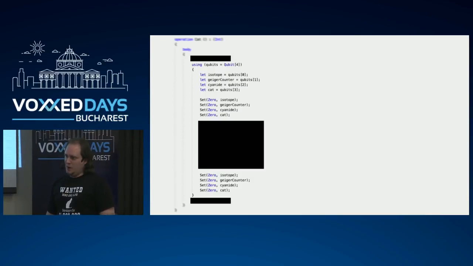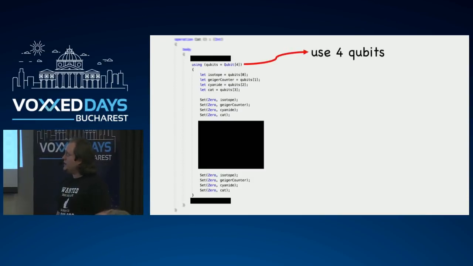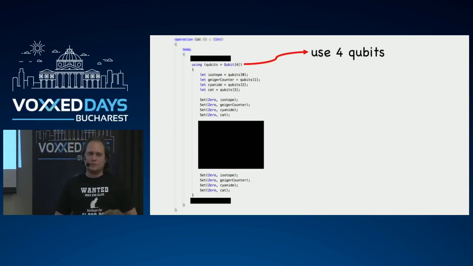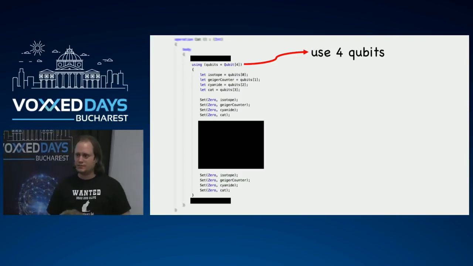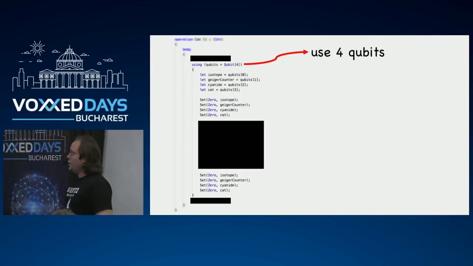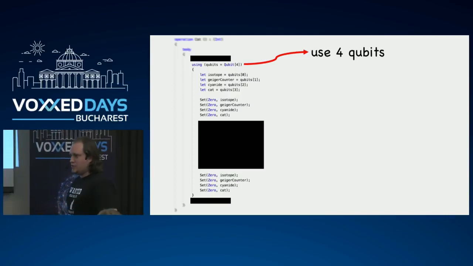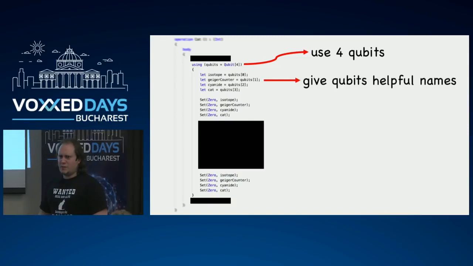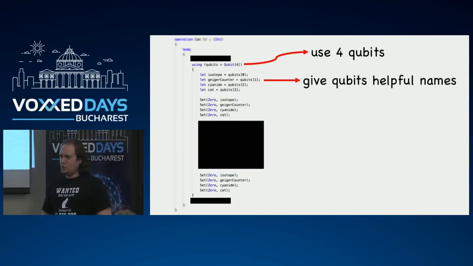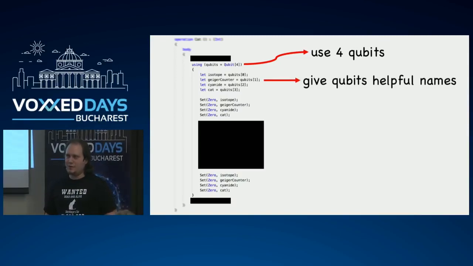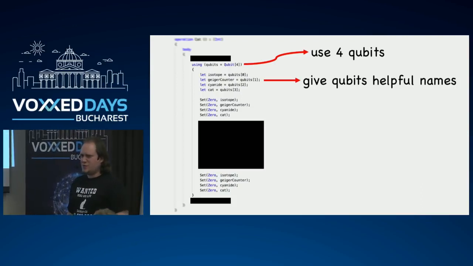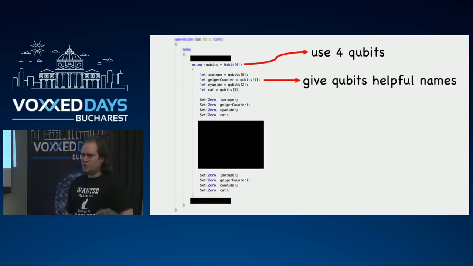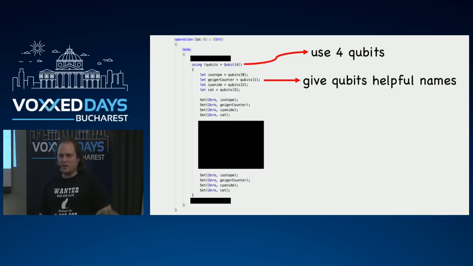We have boilerplate, basically. So here we say this algorithm needs 4 qubits. We have to state explicitly how many we need. They will be provided by the language. Then we give them proper names. Normally you have an array of qubits, and that's fine initially, but you can't throw best practices out of the window just because we have a new language here. We do have to give the qubits names so we can understand what we're doing.